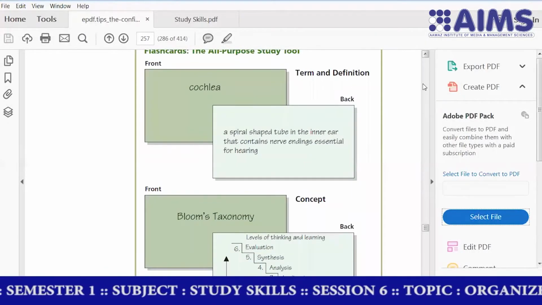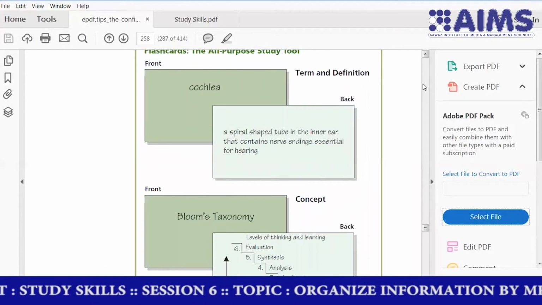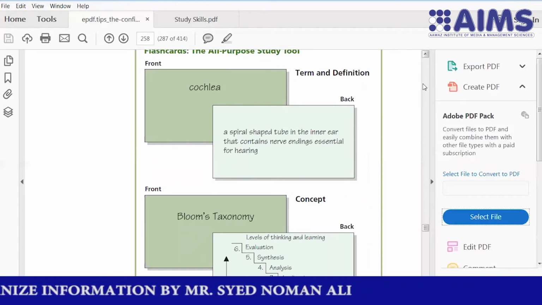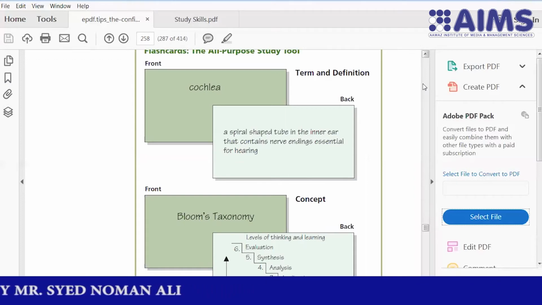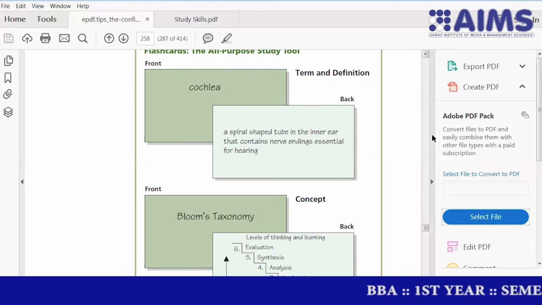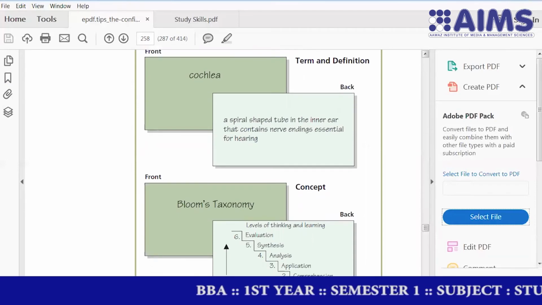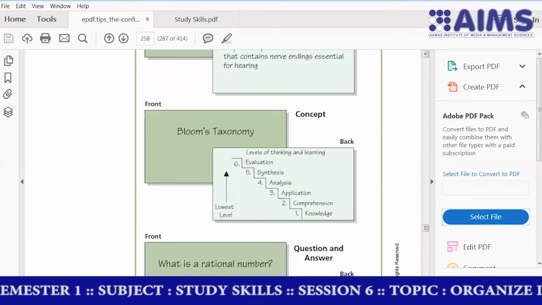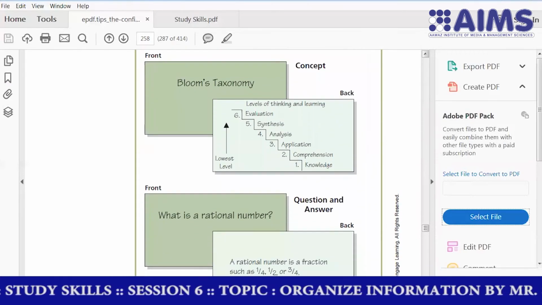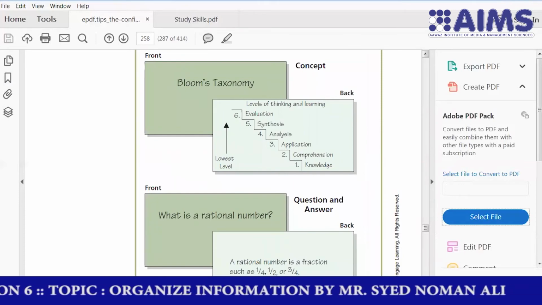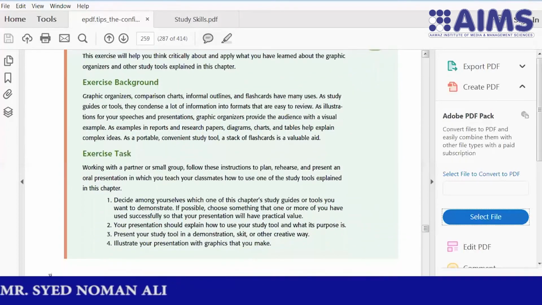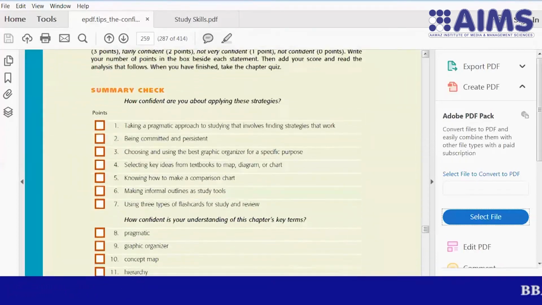Here is an example for terms and definitions. On the front of a card, you will write the term or vocabulary, and on the back side the meaning. Just like that, you will draw a concept, like Bloom's taxonomy, and then draw the hierarchy. In a question-answer card, what is a rational number is the question, and you will put the answer. So flashcards are used for recalling, retaining, and reviewing.